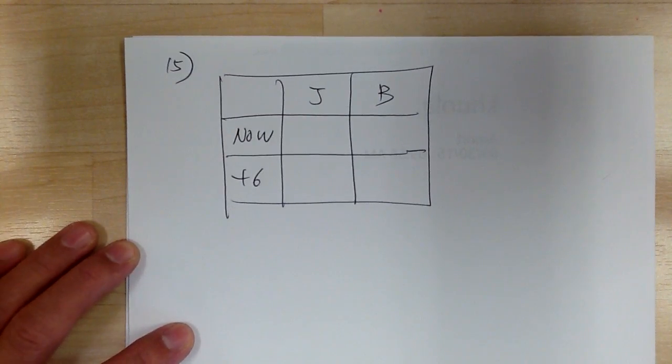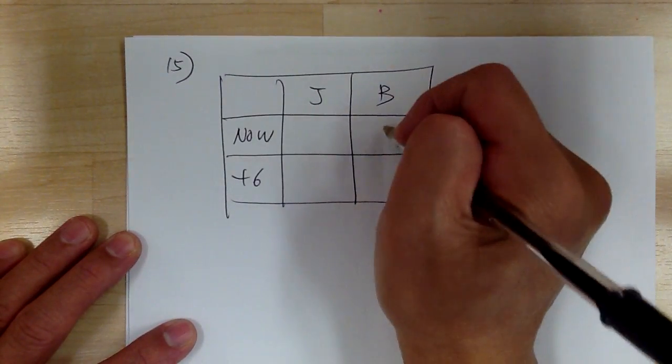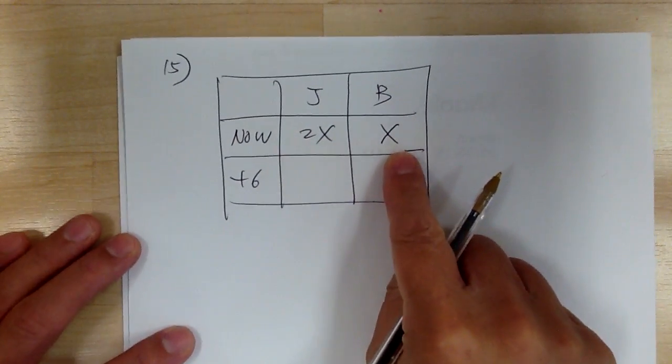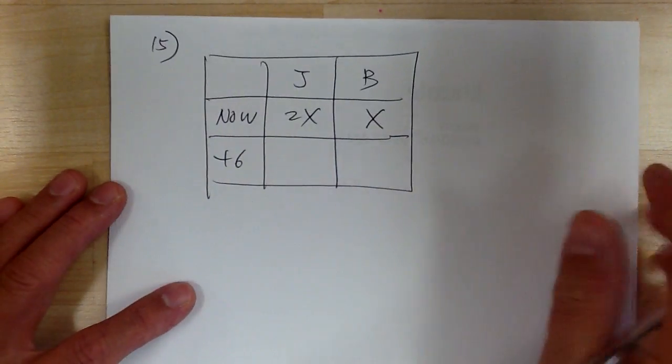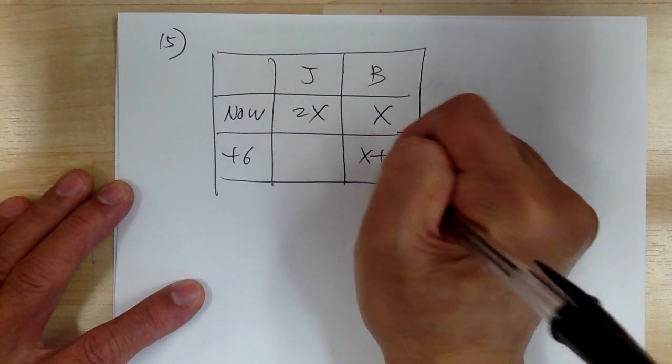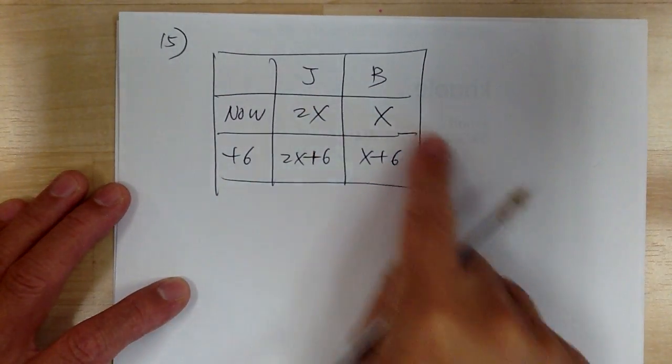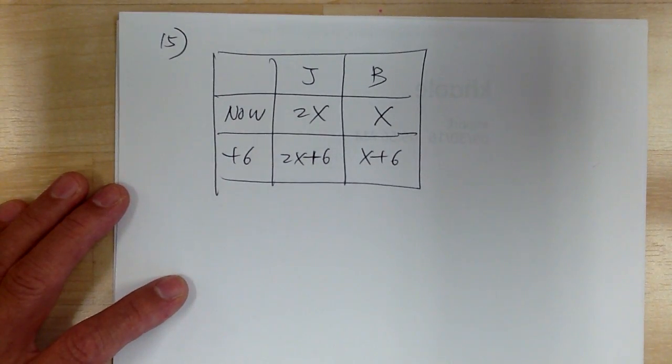It says Jill is twice as old as Beth. So again, this is x, this is 2x, right? Use a second person as your reference. Again, stop reading. You use this information. So x plus 6, 2x plus 6. Okay, so now once you finish the table, you go back and translate.